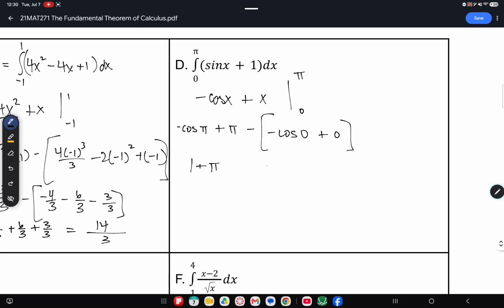Cosine of 0 is 1, so negative cosine is negative 1, and then plus 0. But really I have negative and a negative, so that's plus 1. And then 1 plus 1 is 2, so 2 plus pi, or pi plus 2.